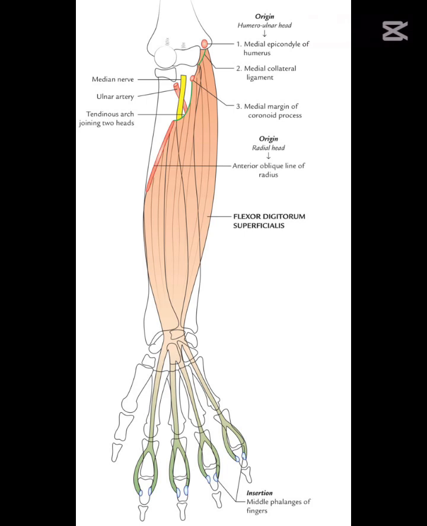But don't forget the anterior oblique line, which is the radial head, and also the medial epicondyle and the coronoid process, which is the what? Ulnar head. So you see it in your screen. All I want you to do is just to see it in your screen, see the pictures, and get used to it. You get that?